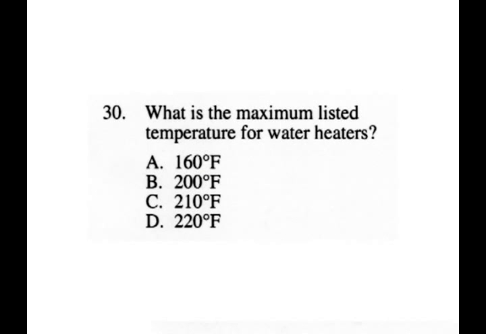Number 30. What is the maximum listed temperature for water heaters? The answer is letter C, 210 degrees Fahrenheit. That's, of course, right below 212 boiling point. Anything over 212 is putting you into a pressure system or a boiler system.